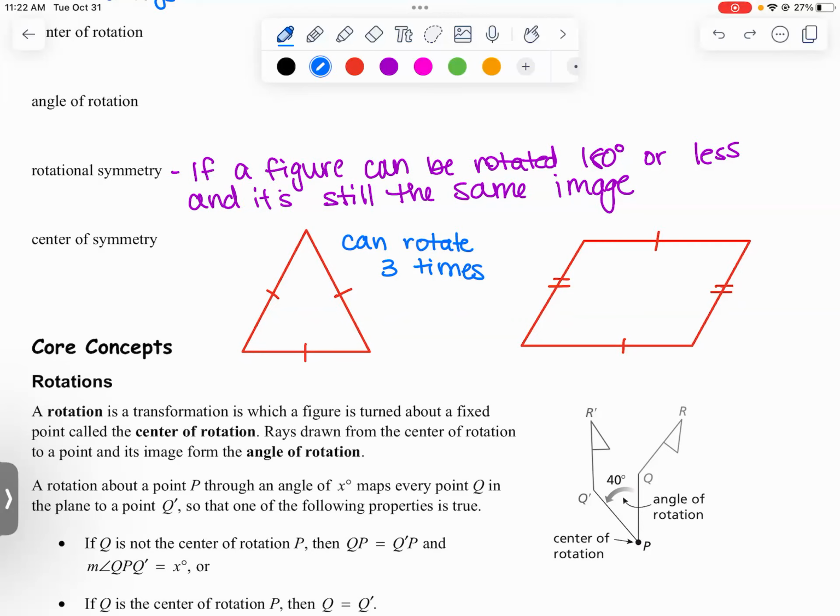Okay, which means what angle would that be, specifically? So 1 full time around is what? 360. So we could take 360 divided by 3 and our angle is 120. What's 120 the angle of? The angle of rotational symmetry.